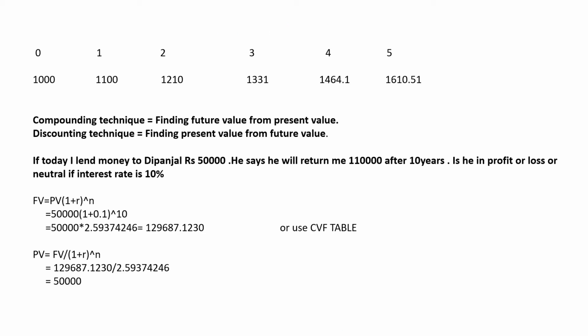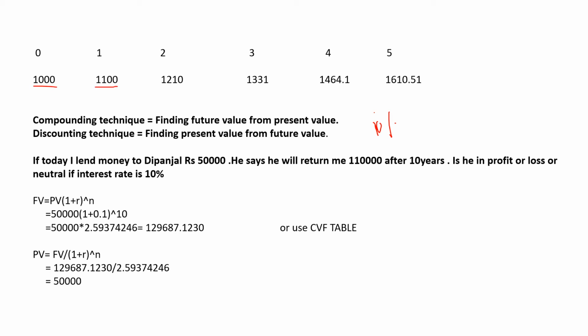Now let us see another example. Say today I have 1000 rupees and I deposit it in my bank account, and my bank says that they will be giving me a 10% interest rate. So how to find the future value? This is the present value and I want to go to the future value. How will we find it?